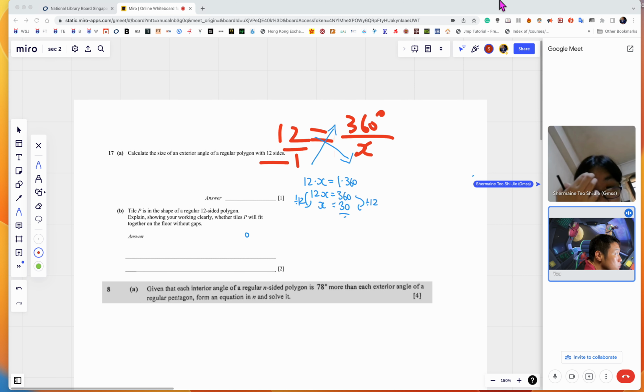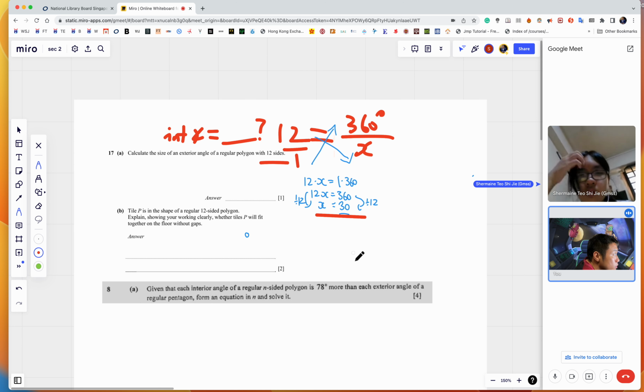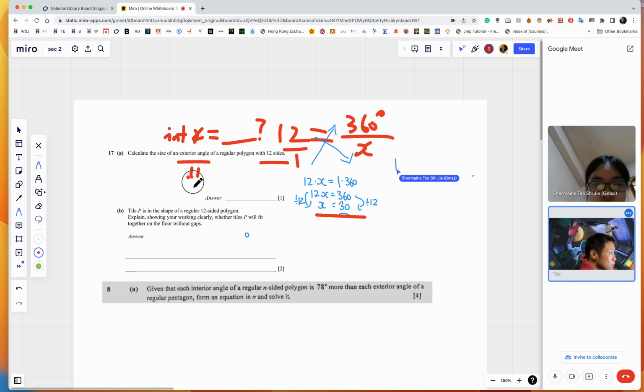So the size of the exterior angle is 30. Okay. So if they ask you for the interior angle, how do you find the interior angle if the exterior is 30? Interior angle. Your exterior angle here is 30. So interior angle?